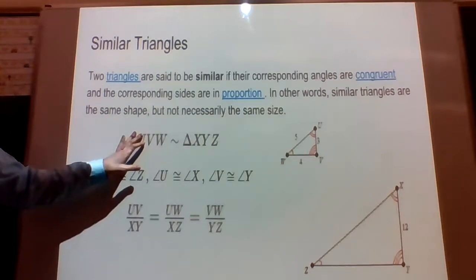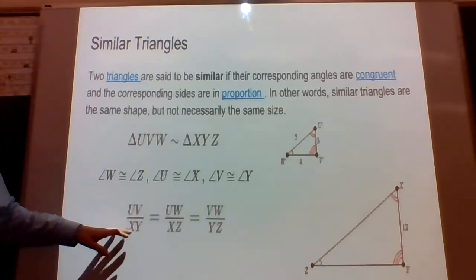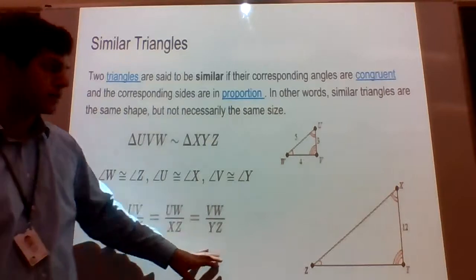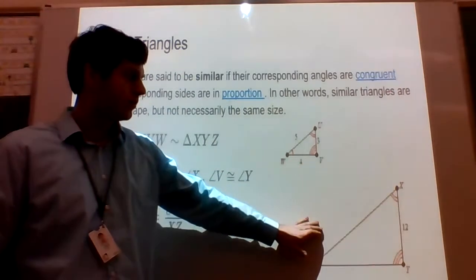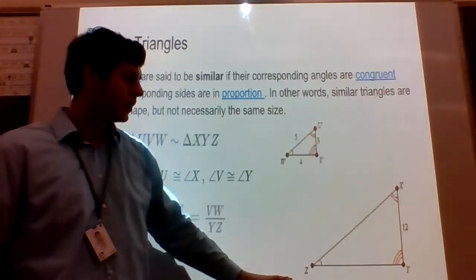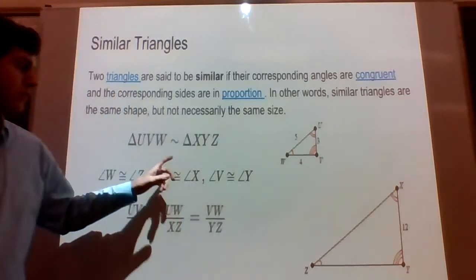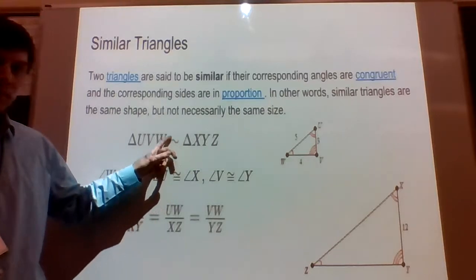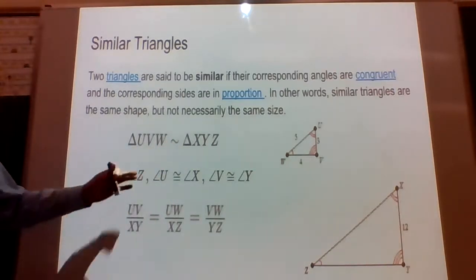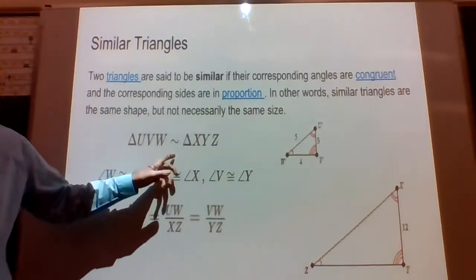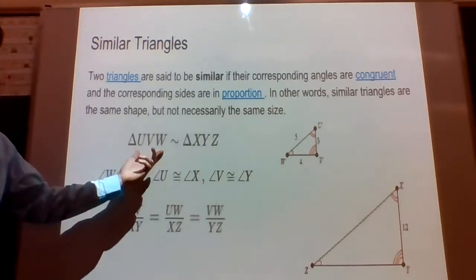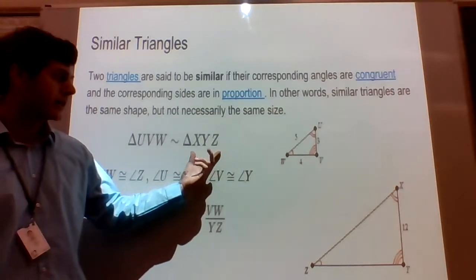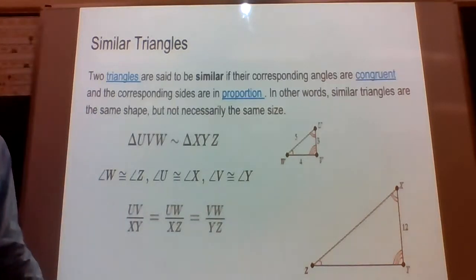Similar triangles are going to have the same shape, but they're going to have different sizes. So an example here, we have triangle WVU and triangle ZYX are similar triangles. We denote that they're similar triangles by the tilde, or half of an infinity sign if you want to think of it that way. Just a little squiggly line. The tilde tells us that triangle UVW and triangle XYZ are similar. So similar triangles are the same shape, different sizes.